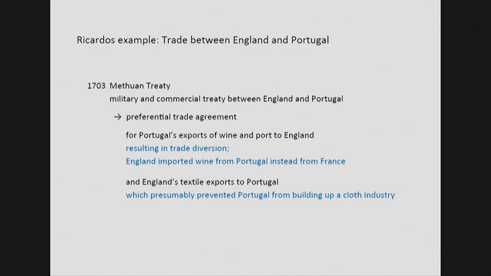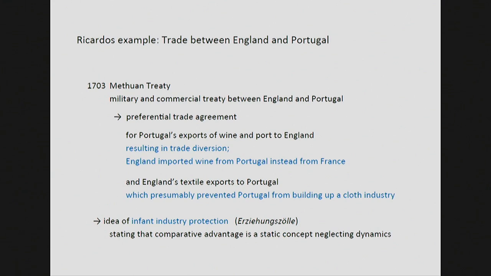Well, on England's preferential treatment for the textile exports to Portugal, it is discussed whether they were harmful for Portugal because it prevented Portugal from building up a known cloth industry. This drives attention to the idea of infant industry protection, that the argument is that industry can only be built up behind tariff barriers. Well, this, of course, is highly discussed, and also, well, trade economists don't really believe in that nowadays anymore, but that's the idea of this discussion.